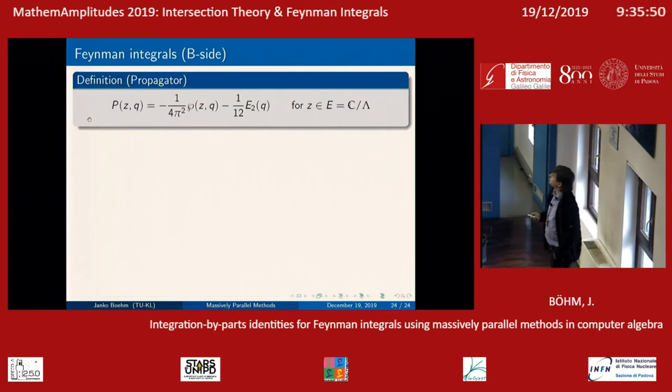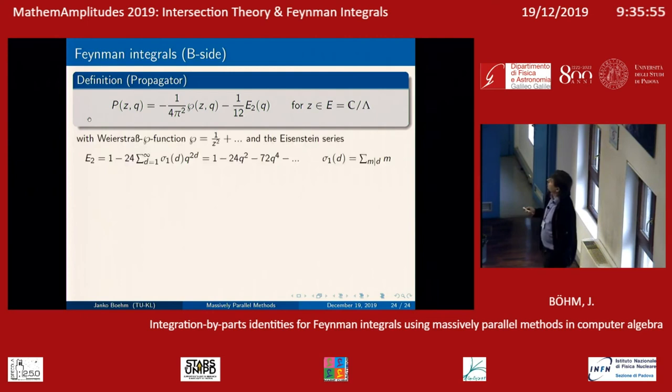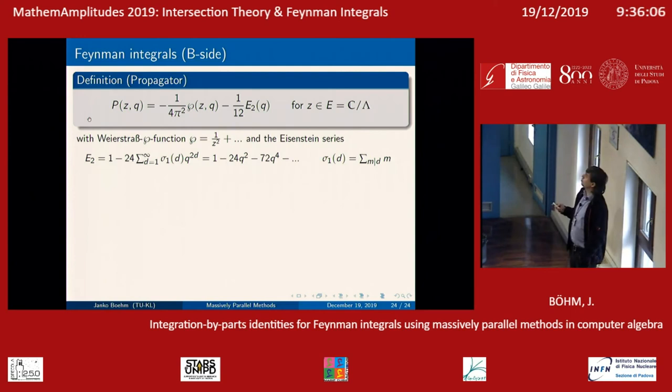And then on the Feynman integral side, we also have a propagator, which is a Weierstrass P function. We assign this propagator.